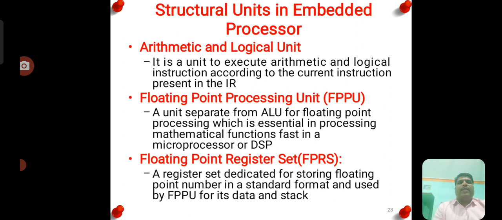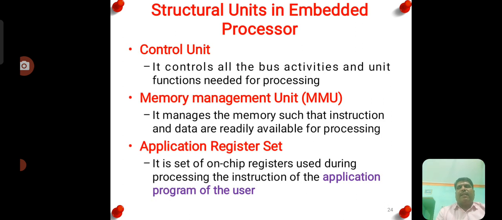A unit separate from the ALU for floating point processing, which is essential for processing mathematical functions fast in a microprocessor or a DSP. Floating point register set, that is FPRS: a register set dedicated to storing floating point numbers in a standard format and used by the FPPU for its data and stack. Control unit: it controls all the bus activities and unit functions needed for processing. Memory management unit: it manages the memory such that instructions and data are readily available for processing.